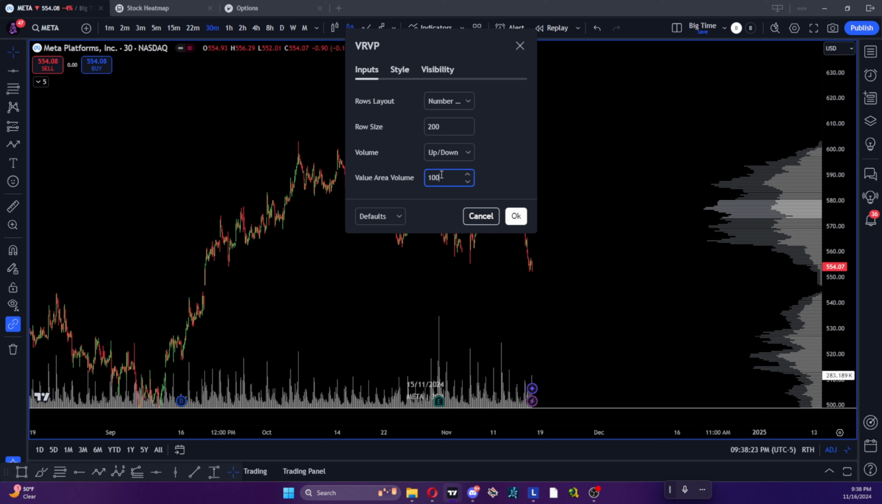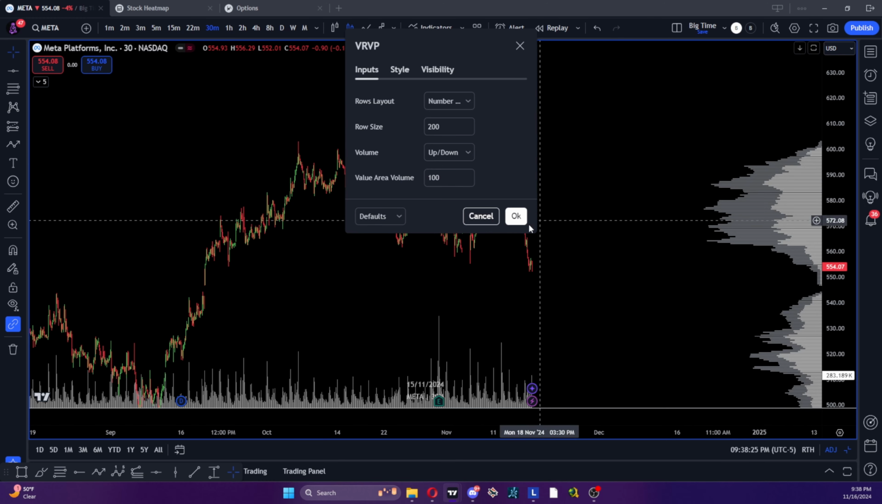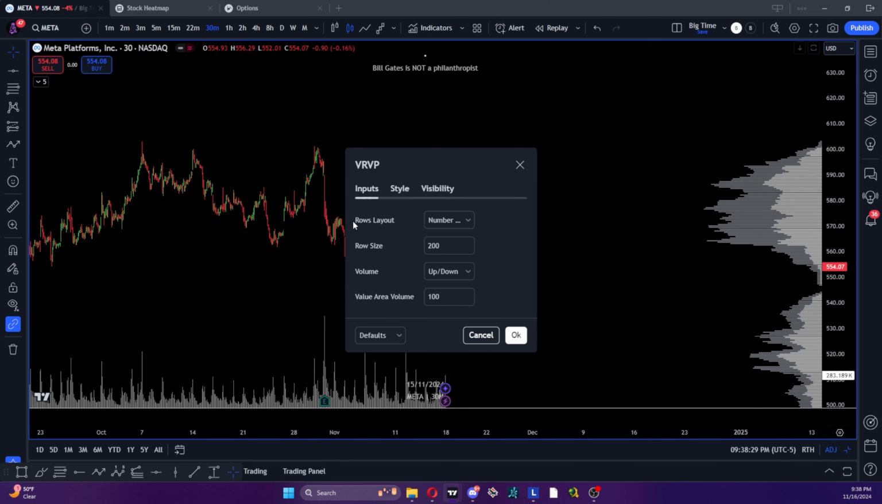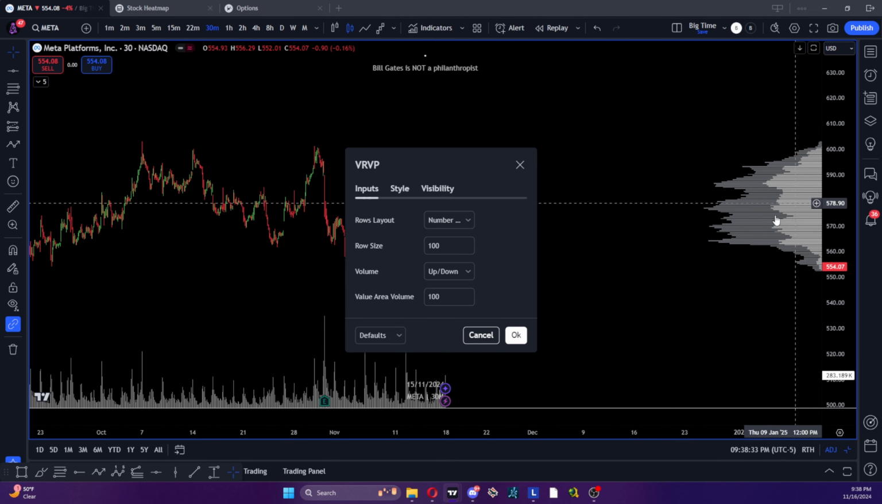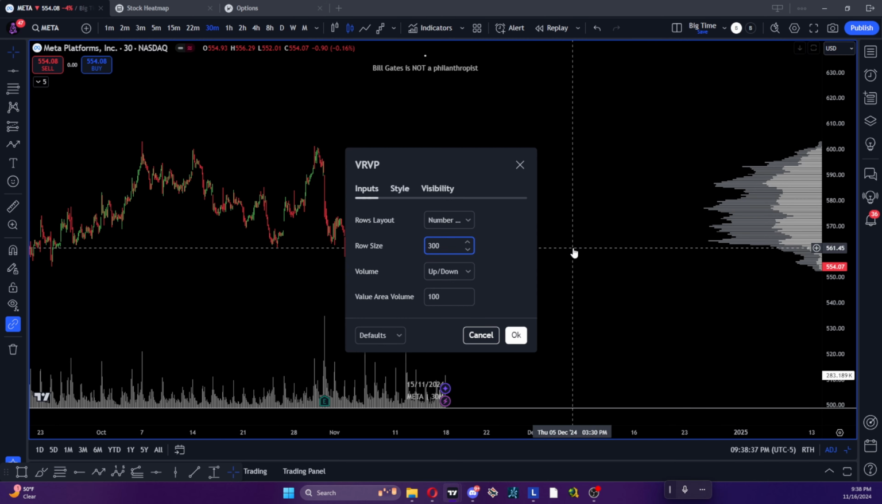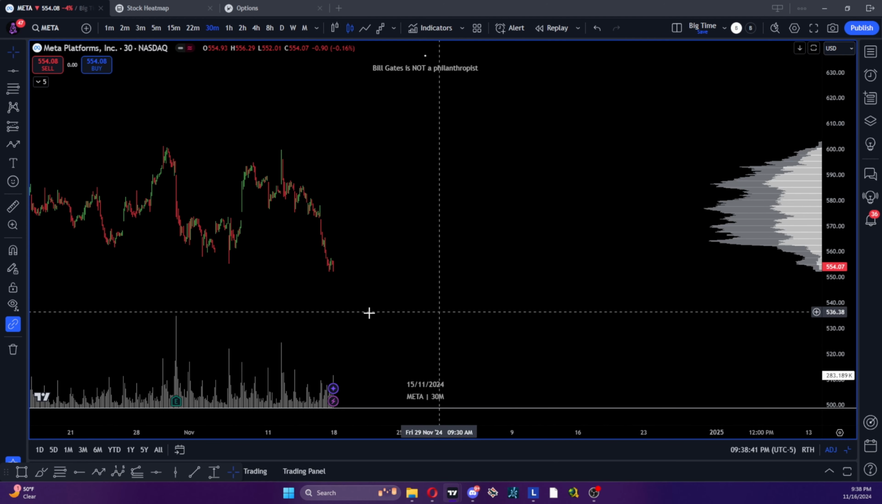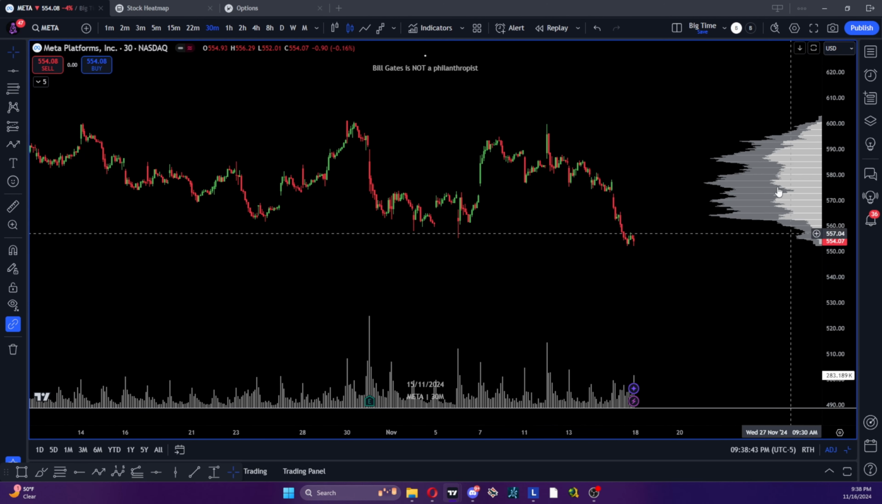Yeah, so I usually set this to 100. Sorry. So this just highlights the entire area. So this is how my VRVP looks, right? You can always adjust this. If you don't want 200, you could do 100, and it kind of makes the boxes bigger. If you wanted a lot more boxes, or where it seems more fluid, you could change it up. But it doesn't really drastically change the sentiment that you're looking at, right? It doesn't change the use of this indicator.